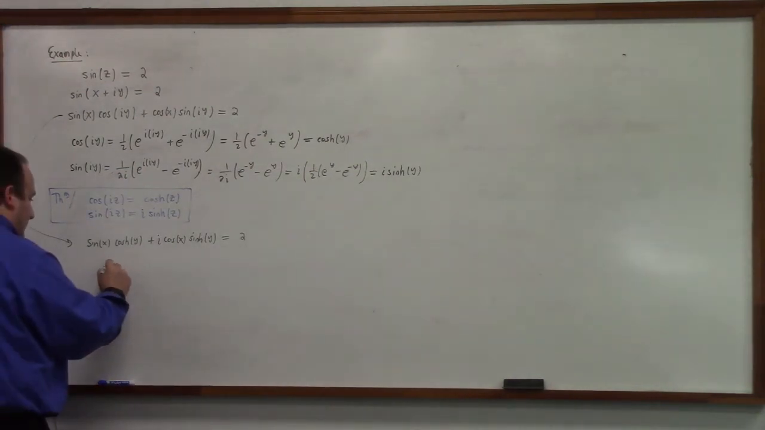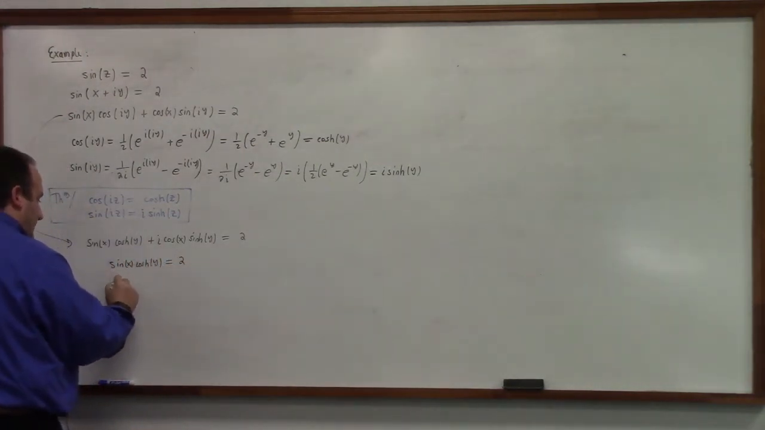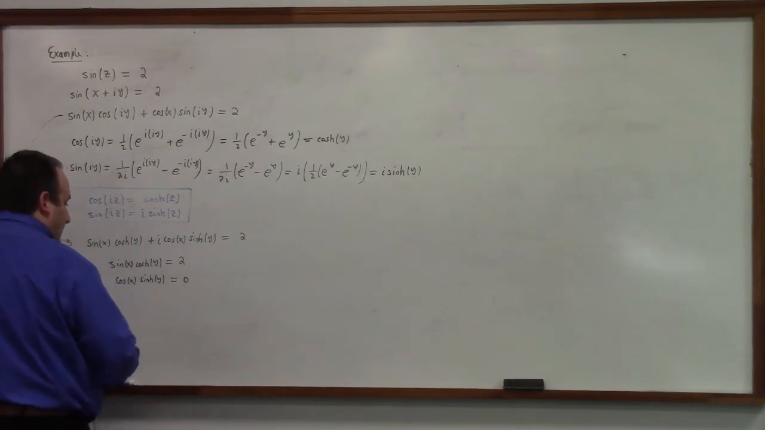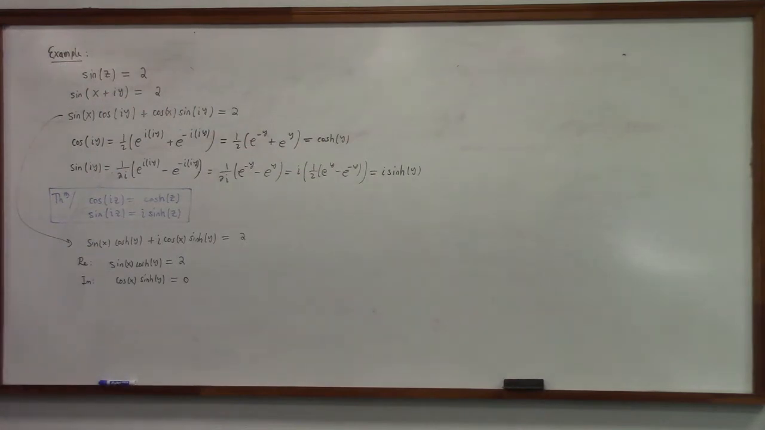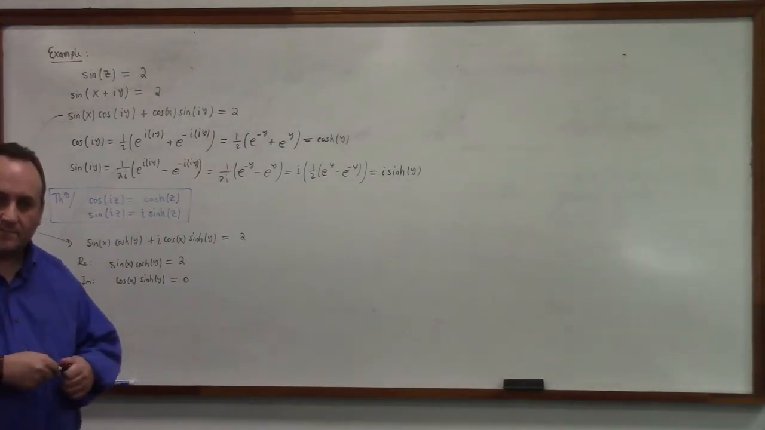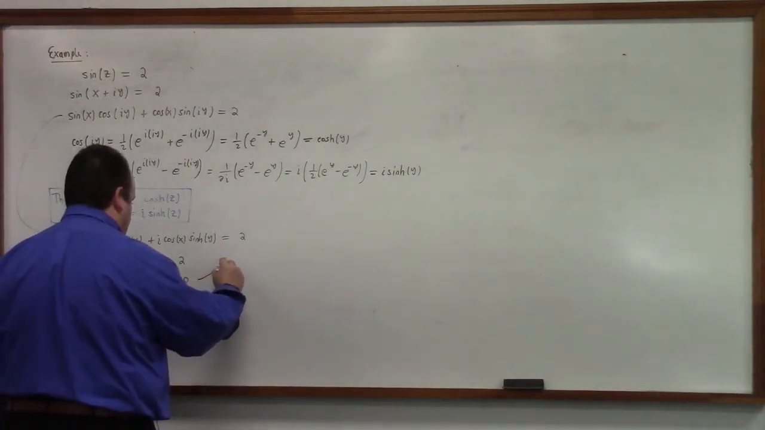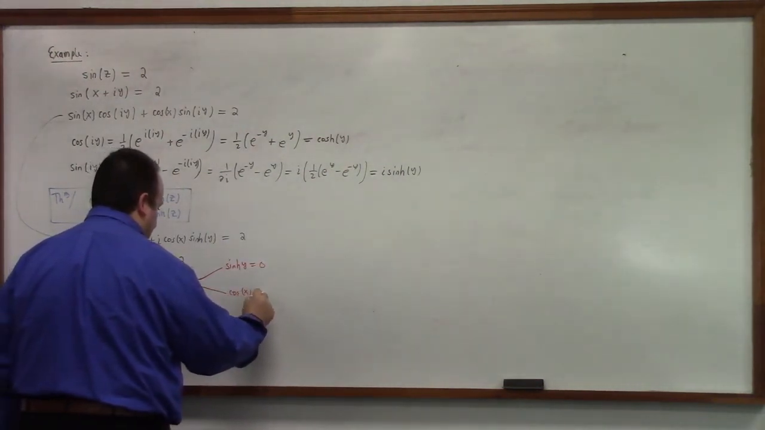So I have, on one hand, sine of x cosh of y equals 2, and I also have cosine of x sinh of y equals 0, from the imaginary part. So the second equation is easier for me to analyze than the first, because the only way that can be 0 is if either cosine of x is 0 or sinh of y is 0, right? So two cases, right? Sinh of y equals 0 or cosine of x equals 0.